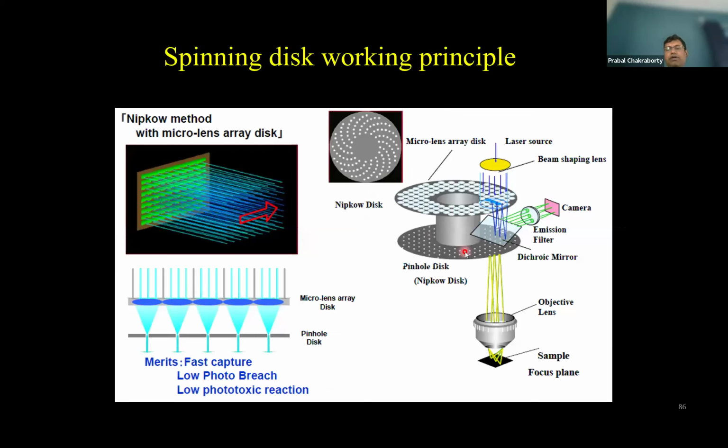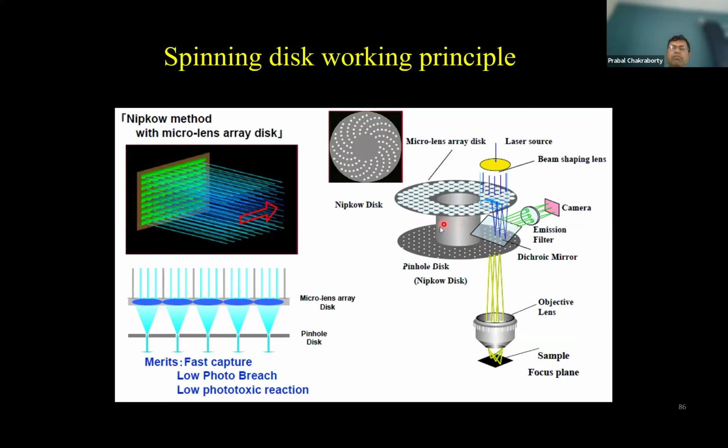So this is the light path. Here you can see this is the spinning disk part, the pinhole array disk. And, sorry, to improve the laser efficiency, there is another disk which is called the micro lens disk. They are connected by a shaft which is rotated very fast in a coordinated manner, and the laser passes through this, through the objective, finally to the sample, and whatever emission comes back goes from this dichroic mirror to the camera for detection. So that is how the spinning disk confocal works.